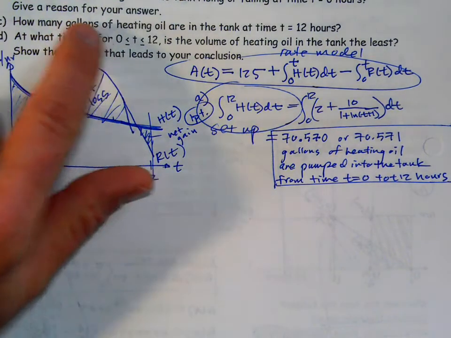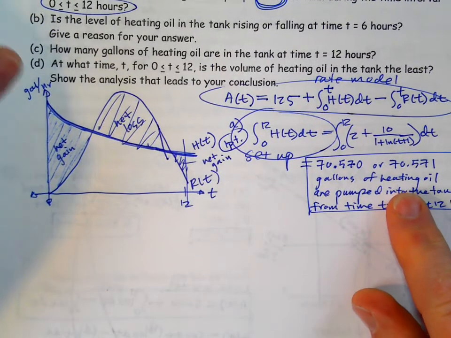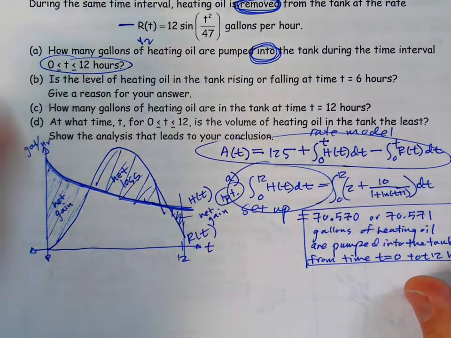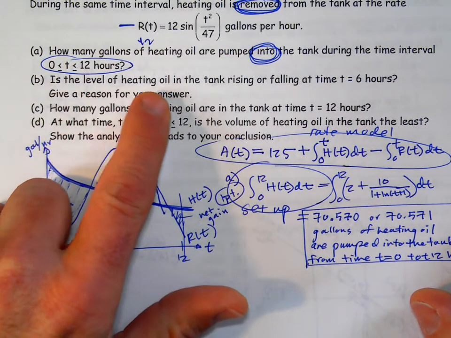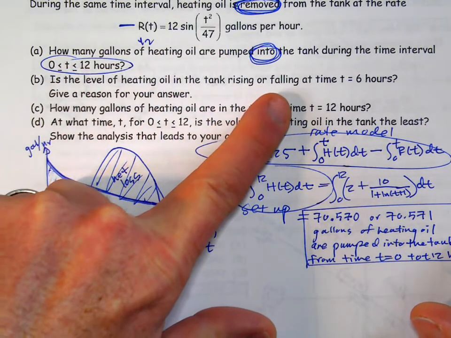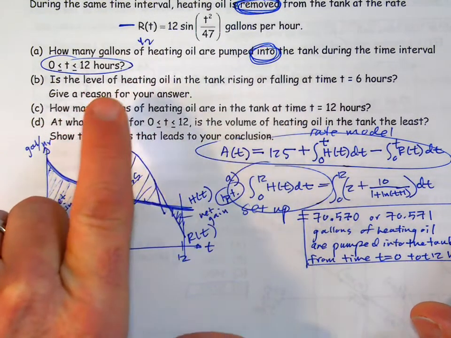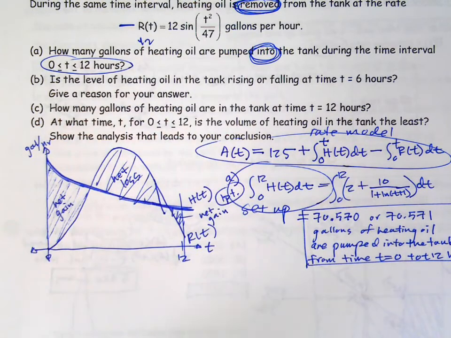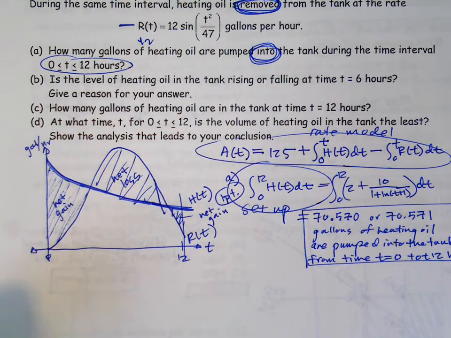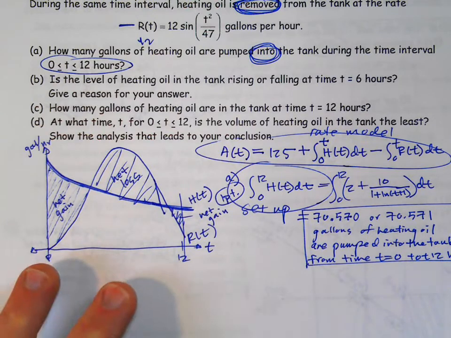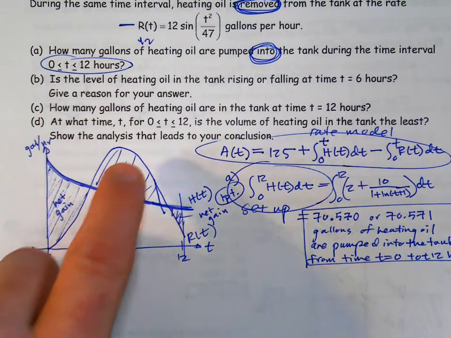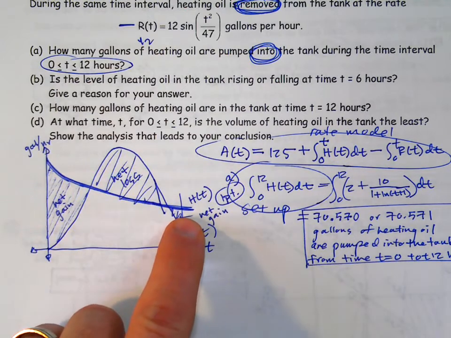Part B says, so this is kind of typical. Part A, they might just ask for the total of one of the rates. Part B is the level of heating oil in the tank rising or falling at time t equals 6 hours? Give a reason for your answer. So is the amount of oil in the tank increasing or decreasing, rising or falling? And I already looked at this picture. You could tell it's rising here, falling here, and rising again here, right?